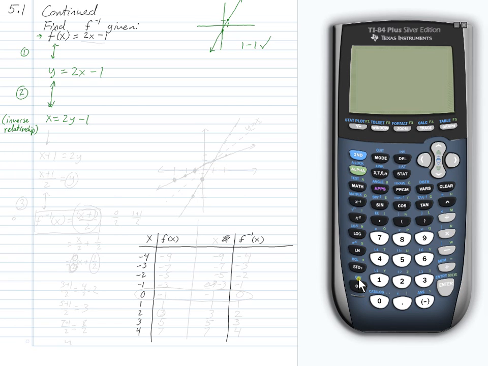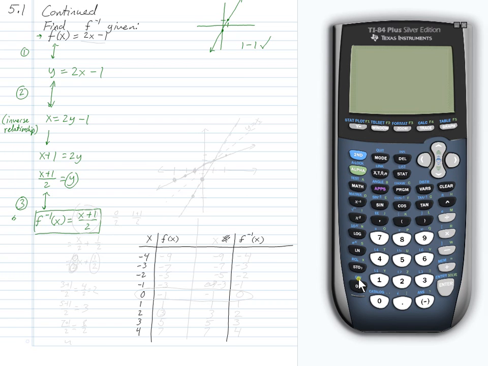And finally, we need to solve for y because we would like to write this in function notation. So, I'll add 1 to both sides. And then I'll divide both sides by 2 to get y by itself, so x plus 1 over 2 equals y. Now this y is our inverse function, so we rename it as such. And that is our inverse function.